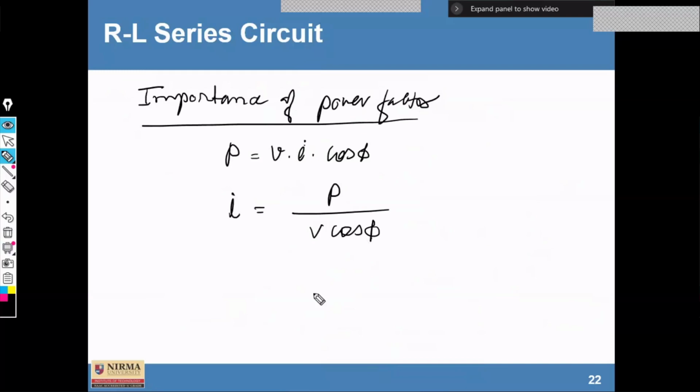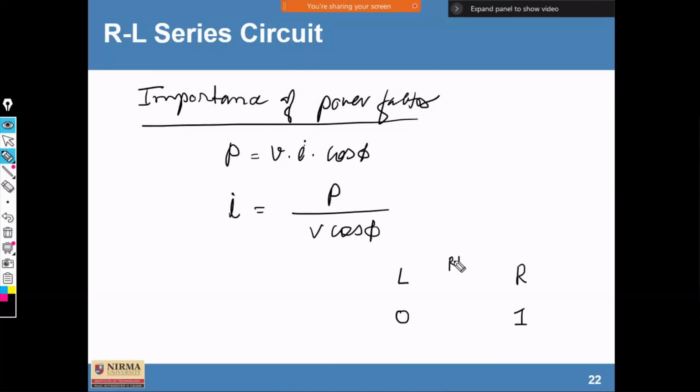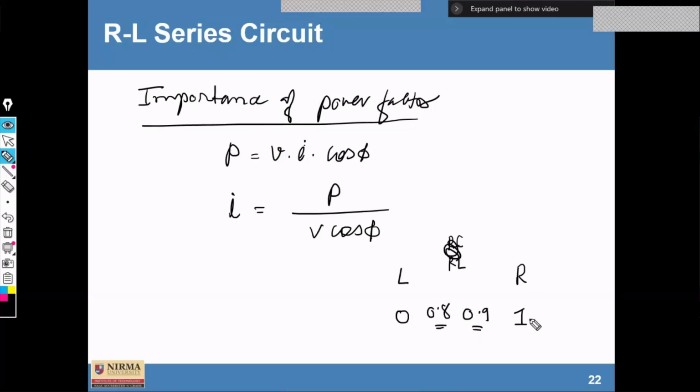Now we know that if it is a purely resistive circuit, the power factor is unity. If it is a purely inductive circuit, then the power factor is 0. But if the circuit is a combination of R and L or R and C, then the power factor varies between 0 and 1. Suppose, for example, 0.9, 0.8. Now here, which one is the best? The best value is 1.